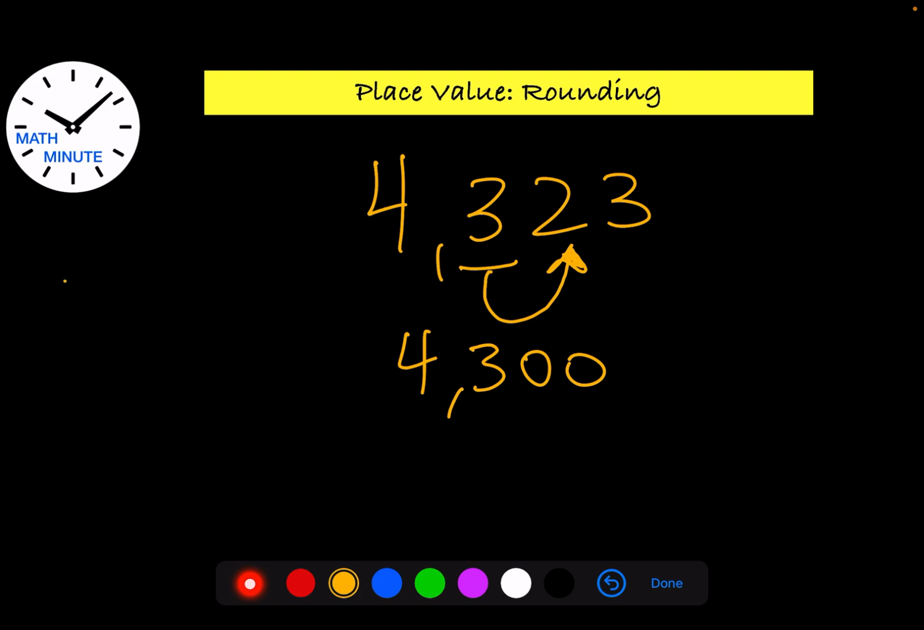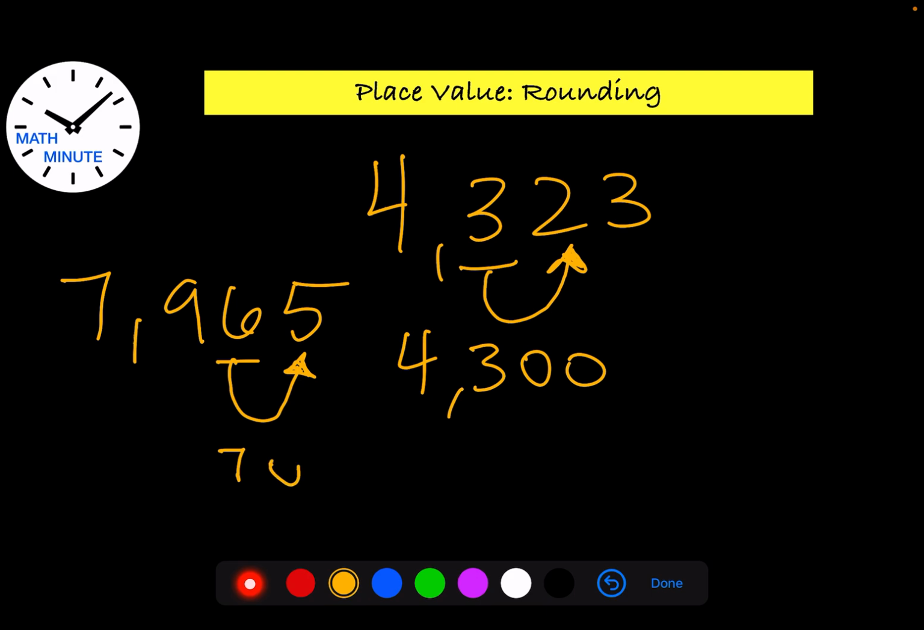I'll do one more. If I'm going to round this number to the tens place, I'm going to go to the right to the 5. Now, this number is 5 or more. So this 6 now becomes a 7 because 65 is closer to 70 than it is to 60. So that 6 turns to a 7. This 5 changes to a 0. This 9 stays the same, and the 7 stays the same.